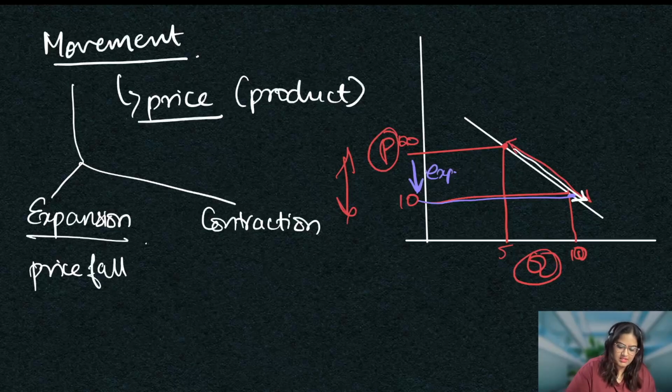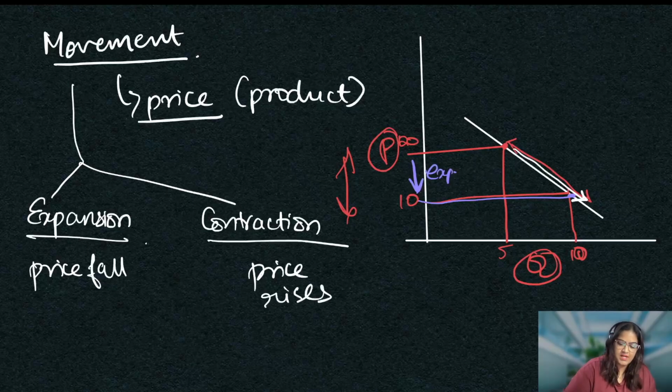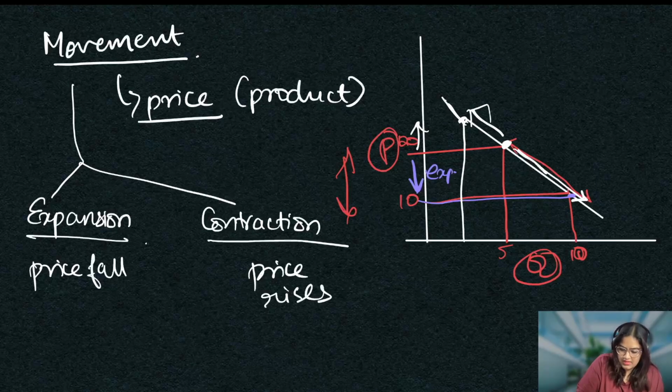Now, what happens in contraction? The opposite. The price rises in this case. So when the price rises, what is happening? This was your initial price. When the price reduced, the quantity demanded increased. Now the price has increased, so you will move towards the left and upward. And in this case, the quantity demanded is reducing. This is called the contraction of demand.